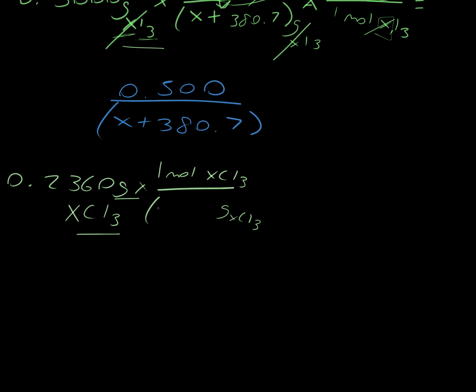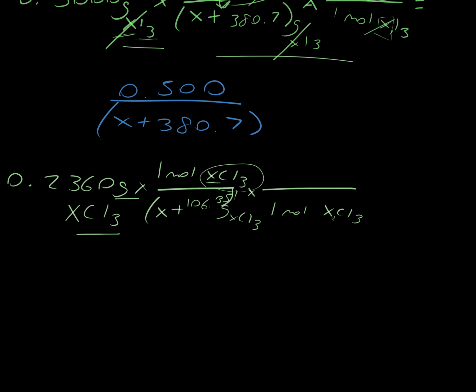Again, we don't know the atomic mass of X, but we do know the atomic mass of chlorine. When you multiply that by 3, you're going to get 106.35. So similar to the process we did here, actually. But we don't want the moles of XCl3, we want the moles of X only. So we're going to cancel that out like we want to.